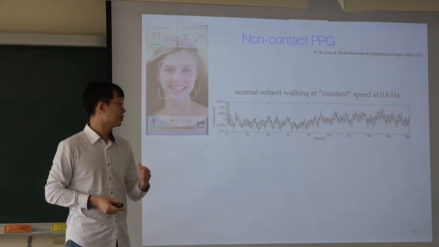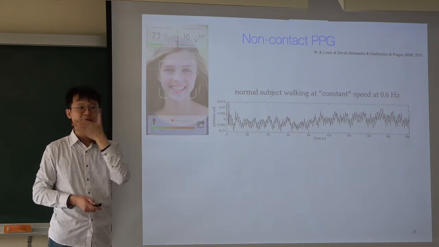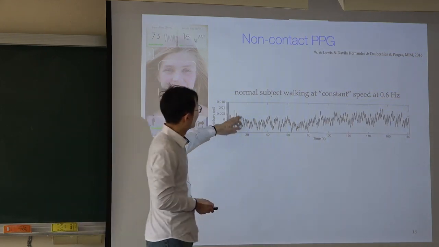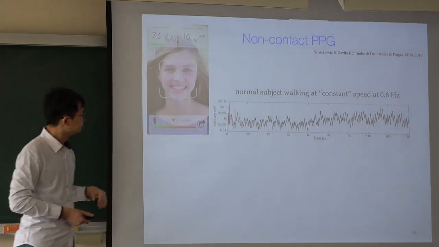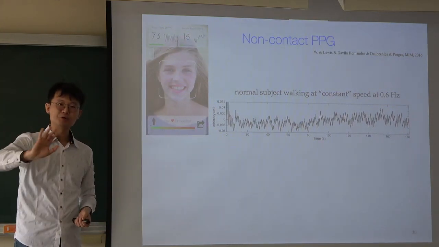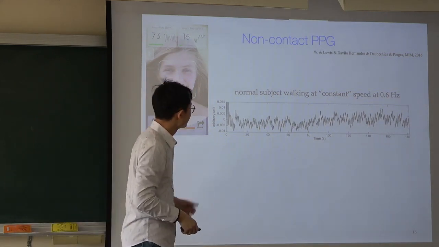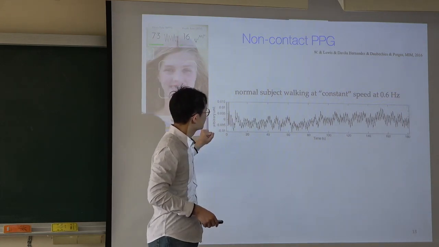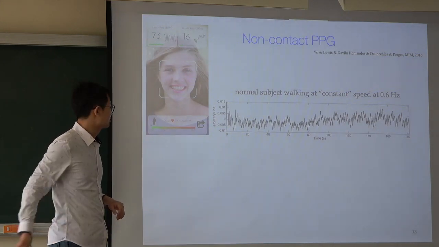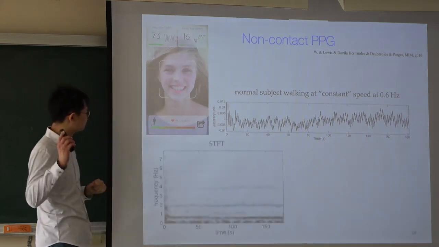But actually, in real life, even right now, if you take a camera of me and take my face, do some facial analysis, you can actually get some information about my heart rate, even breathing. But because I'm moving freely and there is no light control, and the resolution is maybe not that high, the mission is harder. But anyway, we have some well-controlled study of a normal subject walking at constant speed at 0.6 hertz. And this is how the signal looks like that you can extract from the video.